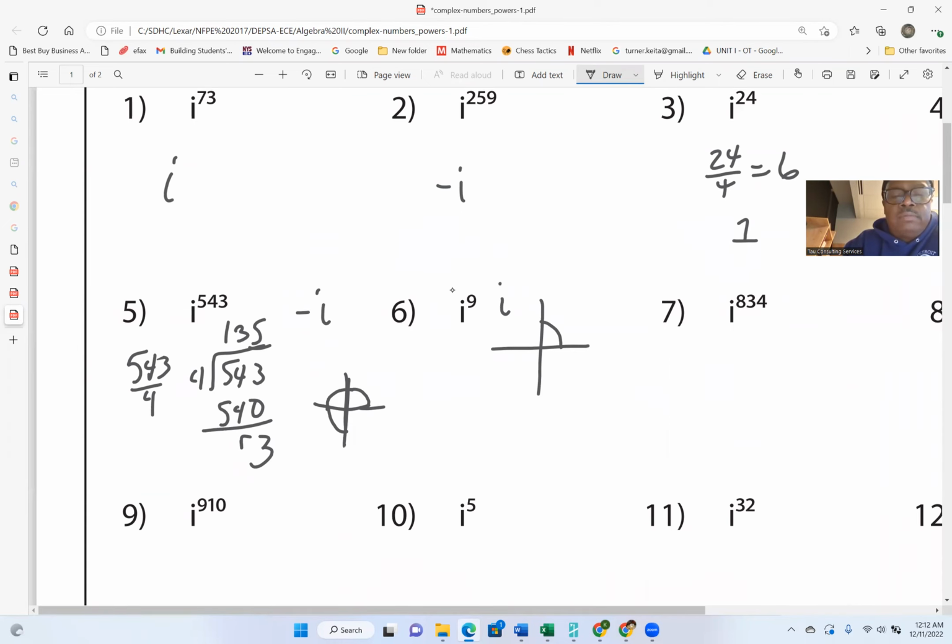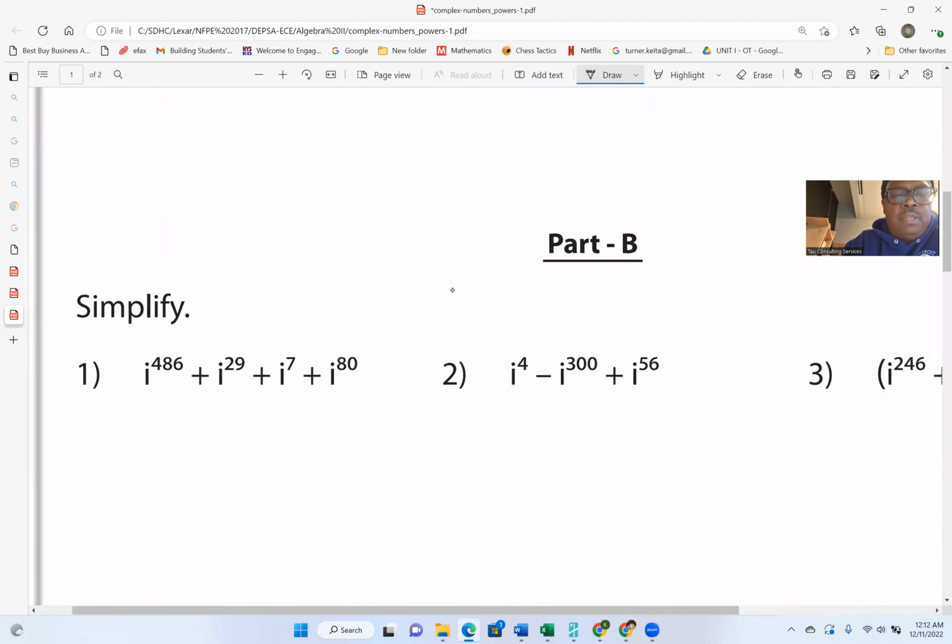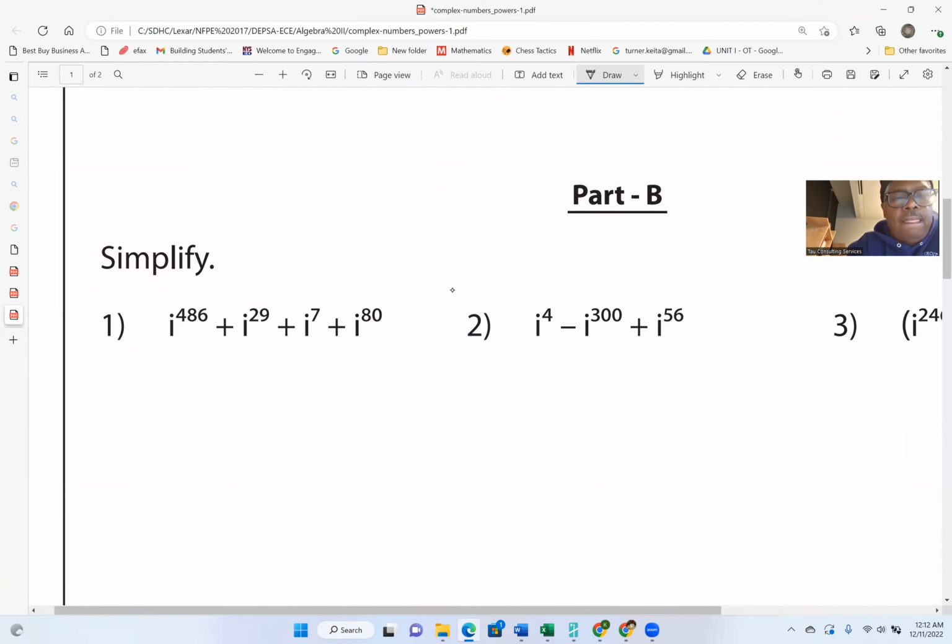This is getting kind of boring. I know. Let me see if I can find something harder. Nope, I cannot. All right, part B, simplify. Same thing. All right, let's get started.